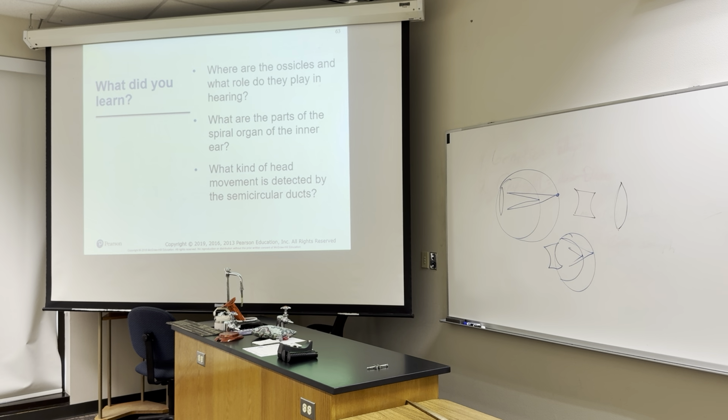So what did you learn so far about the hearing? Where are the ossicles and what role do they play in hearing? The ossicles, you have the three ossicles, in the middle ear. What is the function of the ossicles? Amplification of the sound wave. What are the three parts of the spiral organ of the inner ear? Spiral organ. What do they have? Basilar membrane, hair cell, tectorial membrane. What kind of head movement is detected by the semicircular duct? Rotation, right?